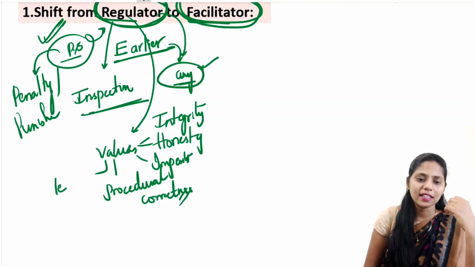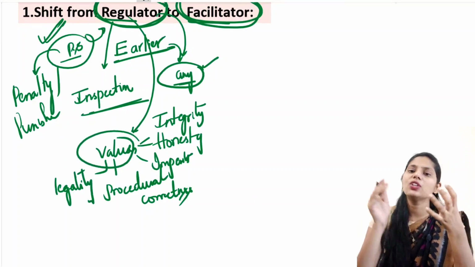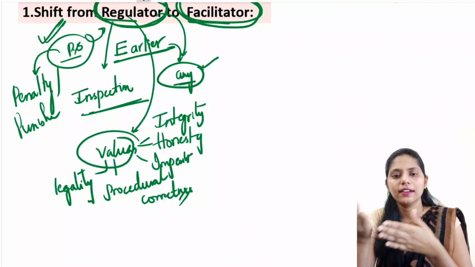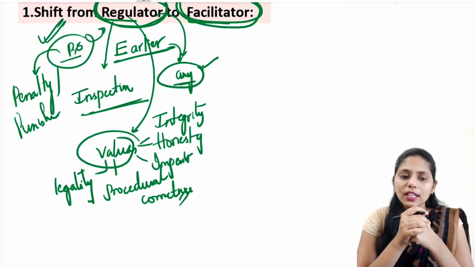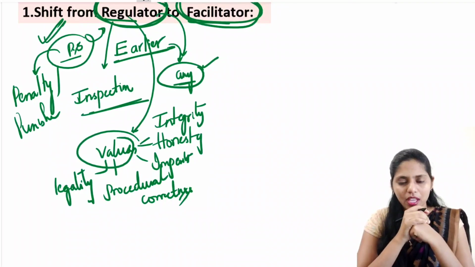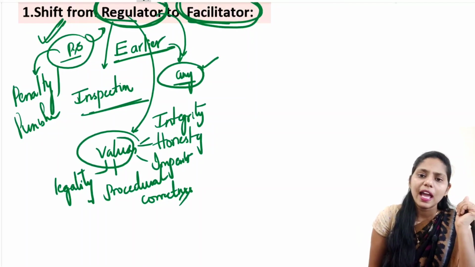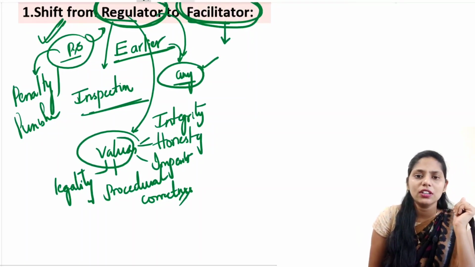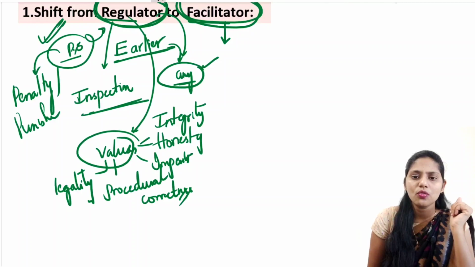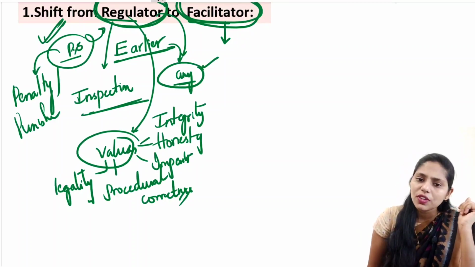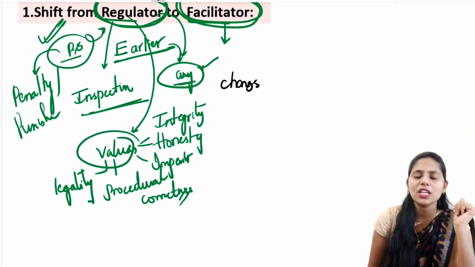Next one is legality. So these are the values that you need: honesty, integrity, impartiality, procedural correctness, as well as legality. And now what happened? We see there is a shift towards facilitation. In this facilitation, we can see there are some changes.